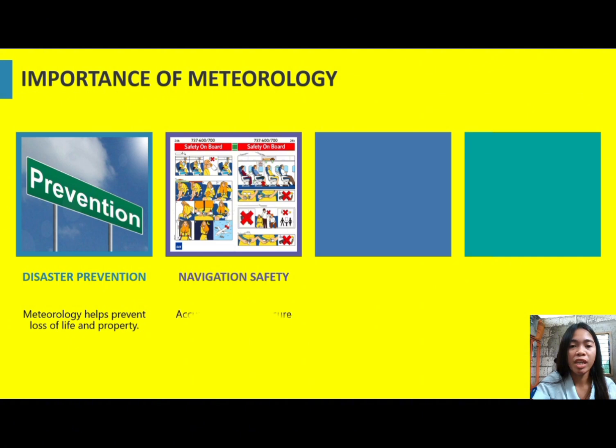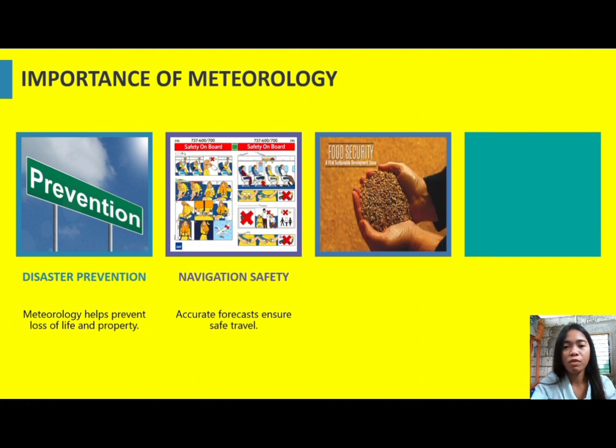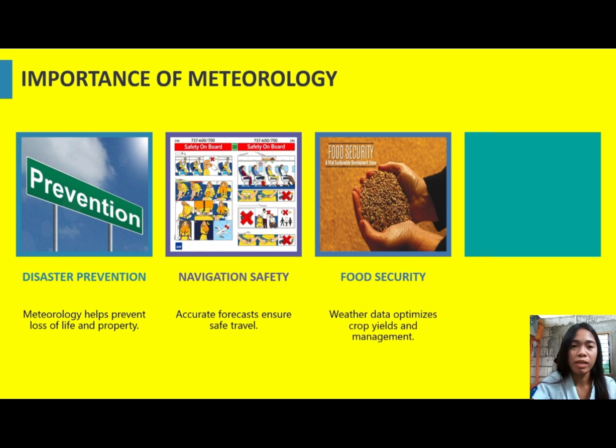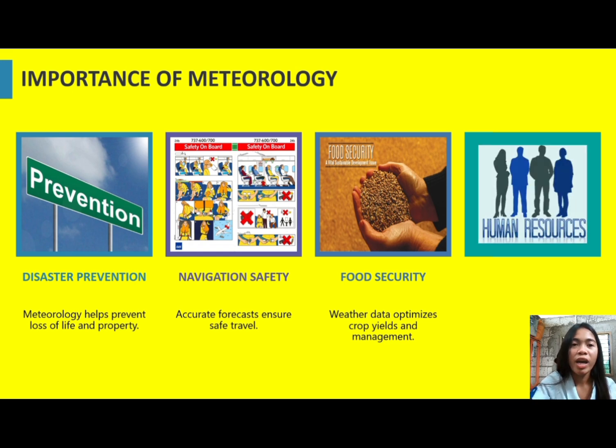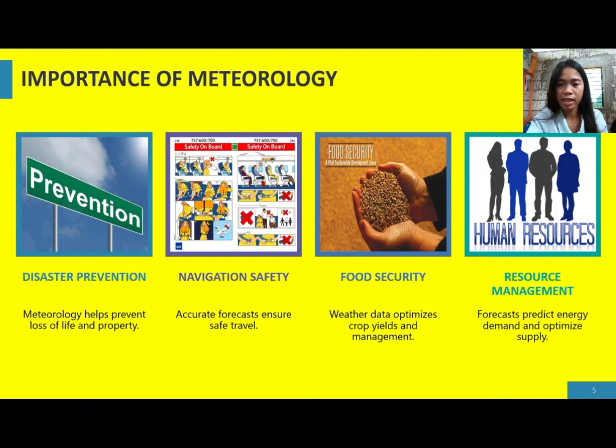Navigation safety, accurate forecast ensures safe travel. So in this case, accurate weather forecast ensures safe travel by air, land, and sea, reducing the risk of accidents and delays. Next, we have food security. Weather data helps farmers optimize crop yields, manage irrigation, and prevent crop damage, ensuring a stable food supply. Next, we have resource management.